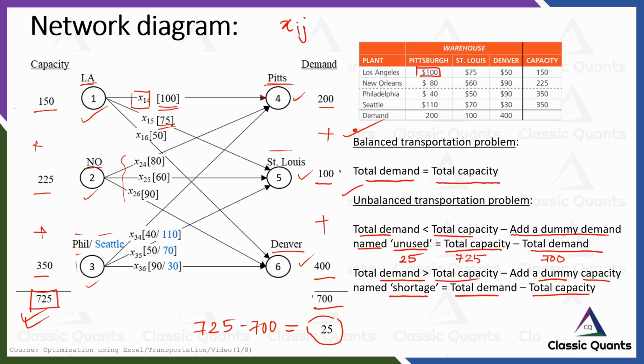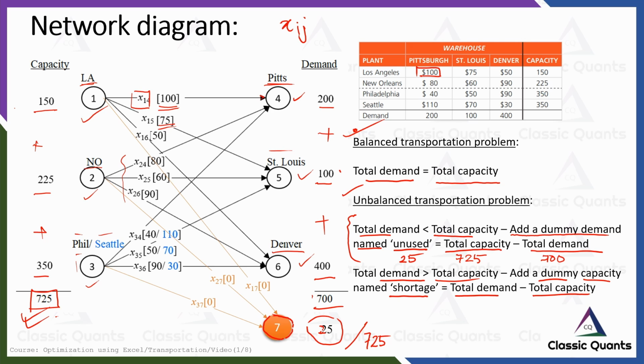Okay, so as we told you, we have this first case here, and we have an unbalanced transportation problem given to us, and now we will balance it. How? By inserting a new demand center, which is a dummy demand center, node number 7, where the demand will be 25, and therefore the total demand will be 725, which will be the total capacity also. So therefore the problem will be balanced.